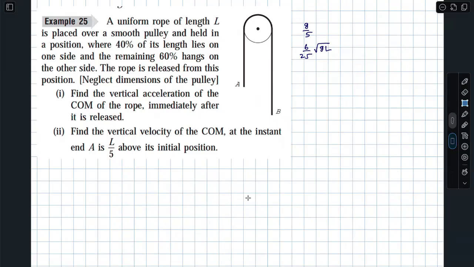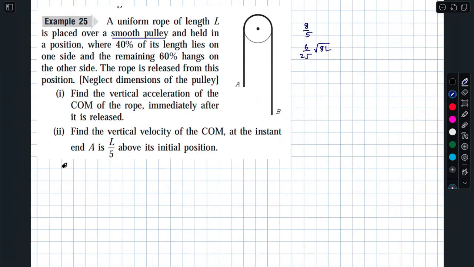See this question. A uniform rope of length L is placed over a smooth pulley. Actually, there is no roughness here. It is held in a position where 40% of its length lies on one side and the remaining 60% hangs on the other side. Now the rope is released from this position.